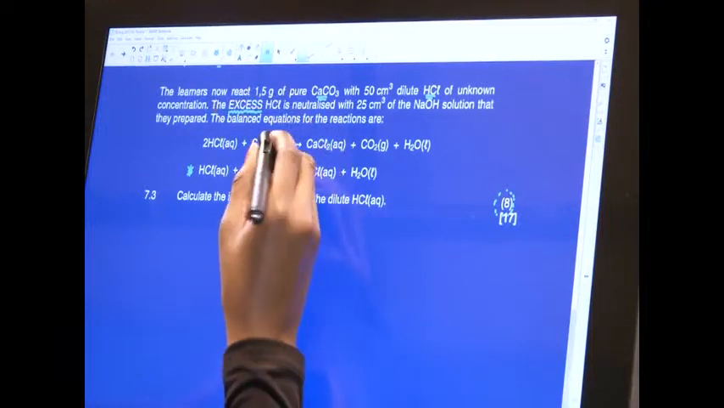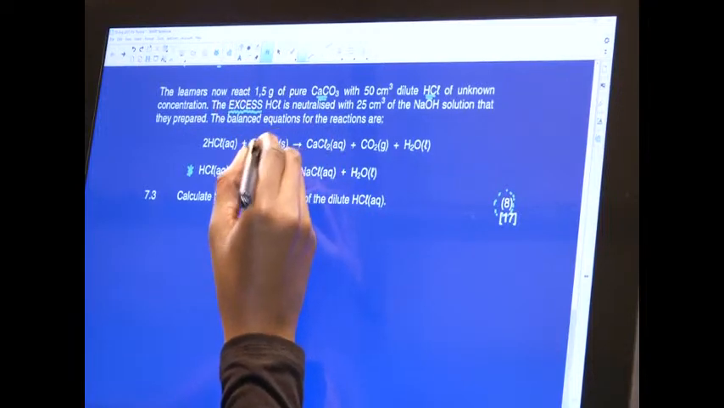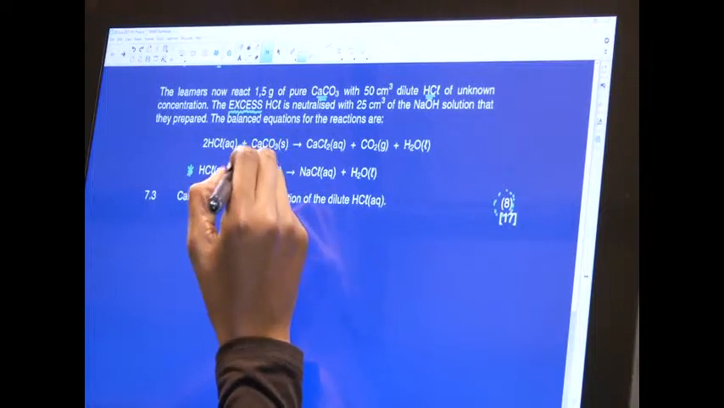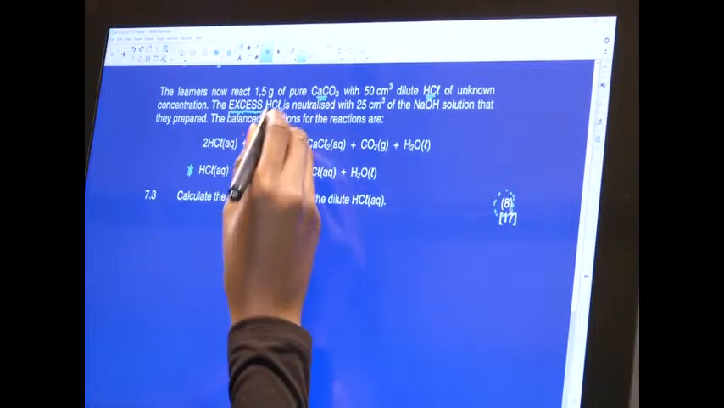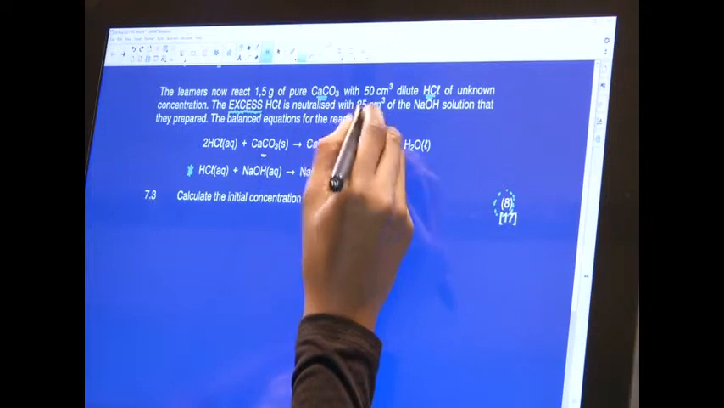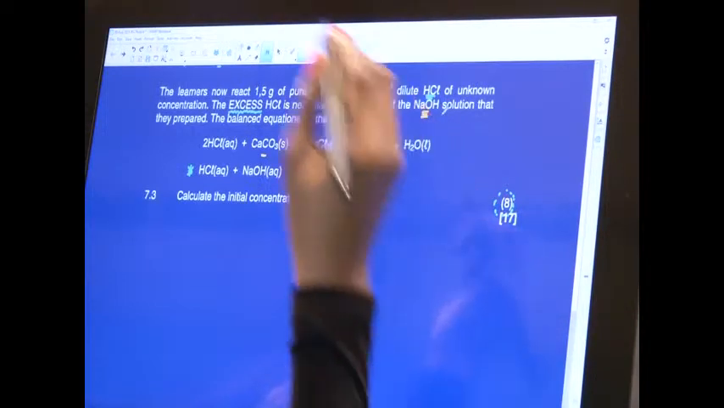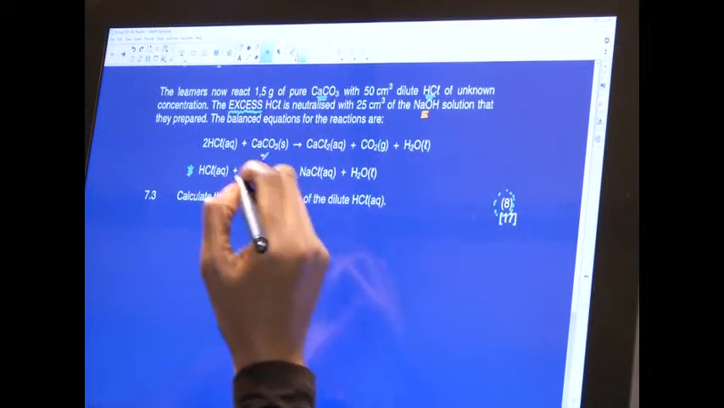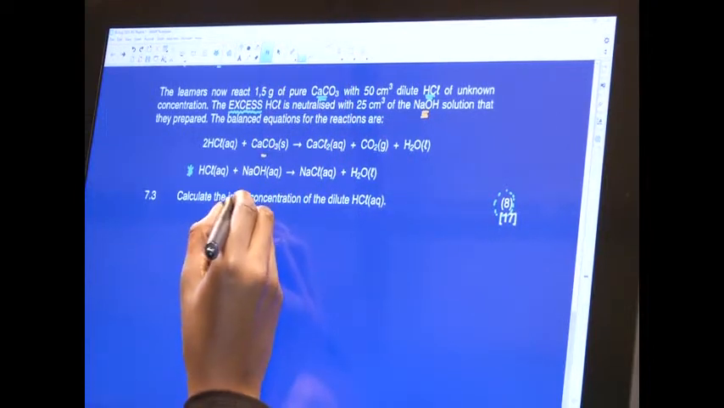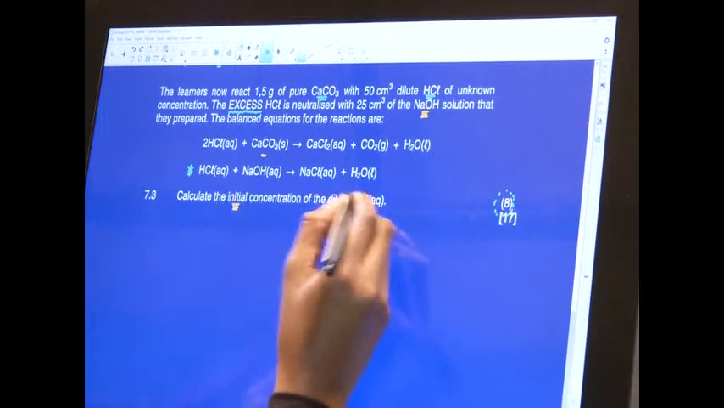So what I would suggest here by the CaCO3, I would write the mass as well as the volume if you're given, and by the HCl, I'll write the cubic centimeters for the volume, and then the NaOH. Remember, we did calculate the concentration in the previous question. You can also include it there. Now they want the initial concentration of the HCl.